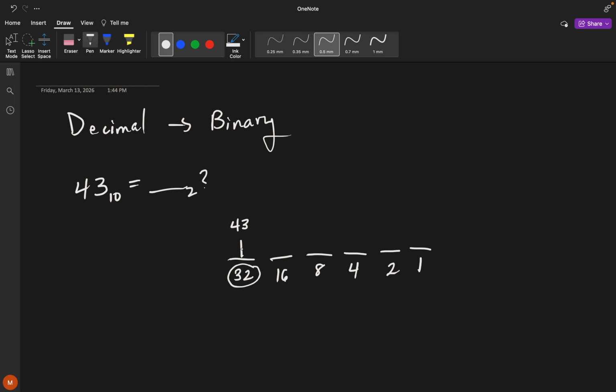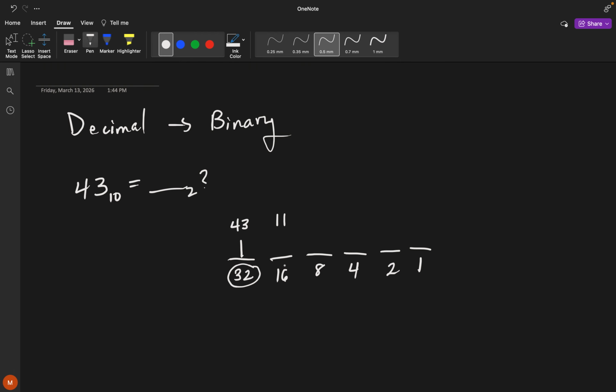Once I use the 32 place by putting a 1 there, how much is left over from 43? Well, that's 11. 43 minus 32 is 11. So I'm going to go to the next place and say there's 11 left to convert. And again, I ask the same question on each place.